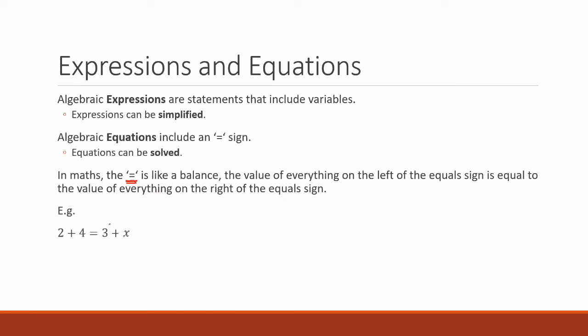For example, here we have an equation. It has an equal sign, and it says that 2 plus 4 is equal to 3 plus an unknown variable x. And I'm sure we could all work that out. We are only able to work out what x is because we have this equal sign and we can solve this equation. And we know that 2 plus 4 is the same as 3 plus 3. They both have the value of 6.